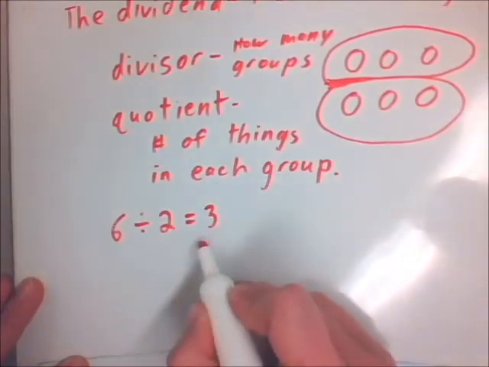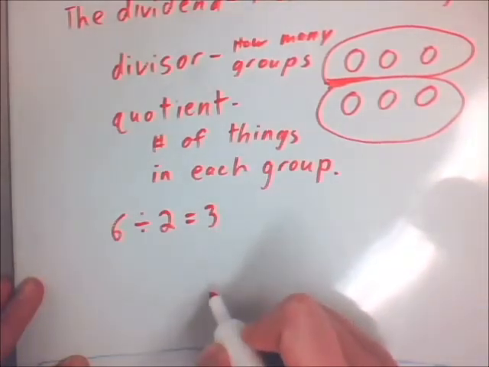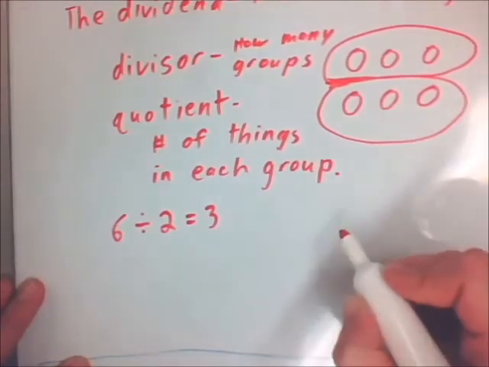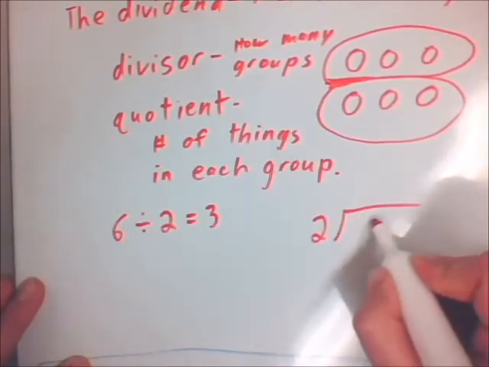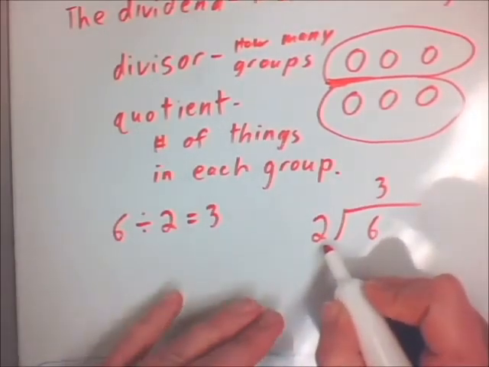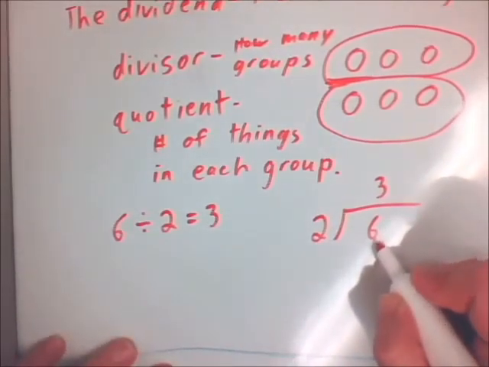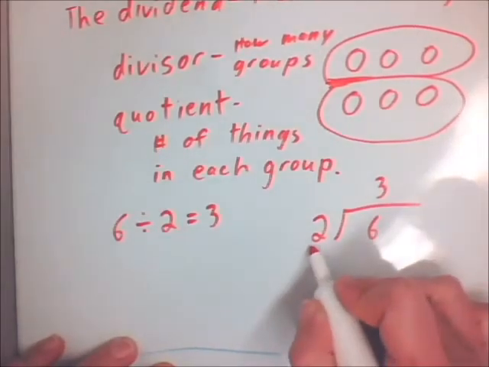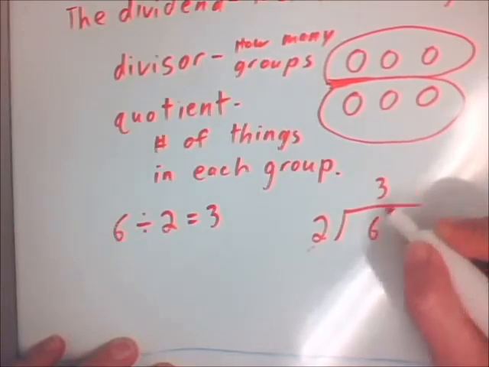This is sort of the way you've seen it for a long time. If I need to do long division to figure out the answer, I'm going to set it up a bit differently. It's going to look like this. 2 divided into 6 equals 3. So in this case, the total number of things is under the division hat. Here it is, total number of things. That's the dividend. The divisor, how many groups, is on the outside, and the quotient, of course, is the answer right up on top of the division hat.